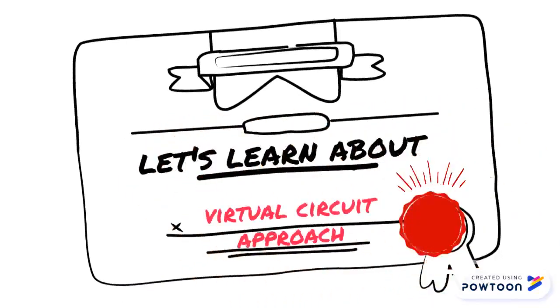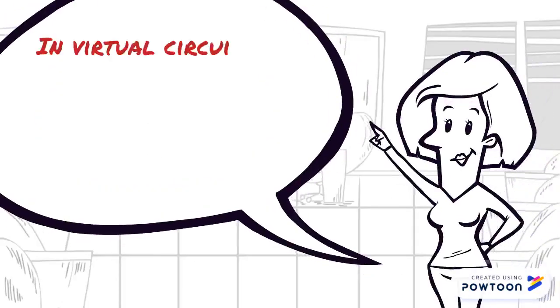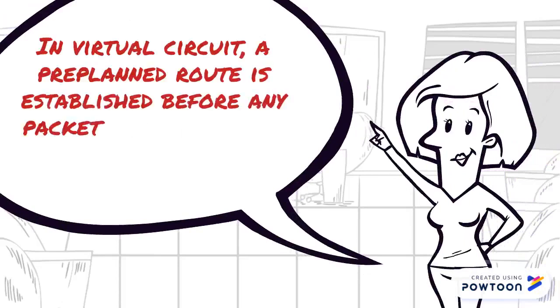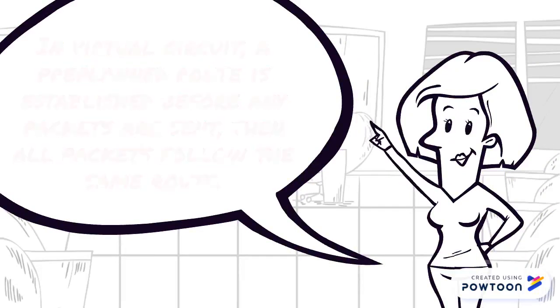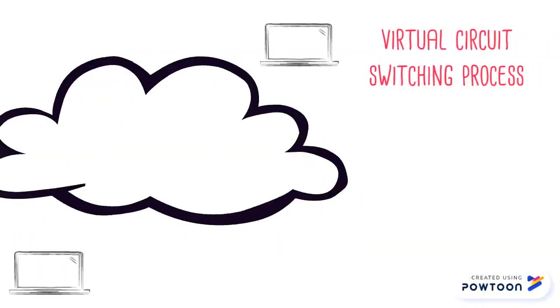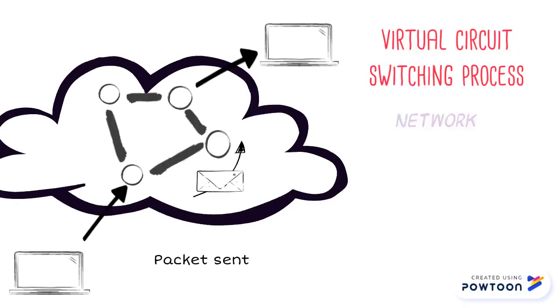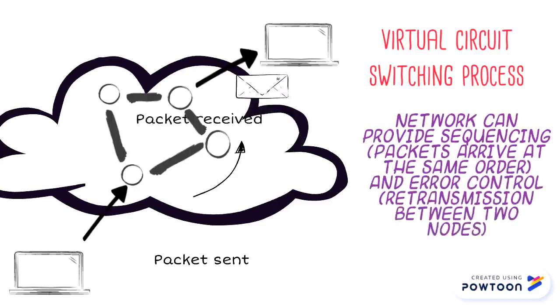Now let's learn about virtual circuit approach. In virtual circuit, a pre-planned route is established before any of the packets are sent. Then, all the packets follow the same route. Virtual circuit switching process. The network can provide sequencing, that is, packets arrive in the same order, and error control, that is, transmission between two nodes.